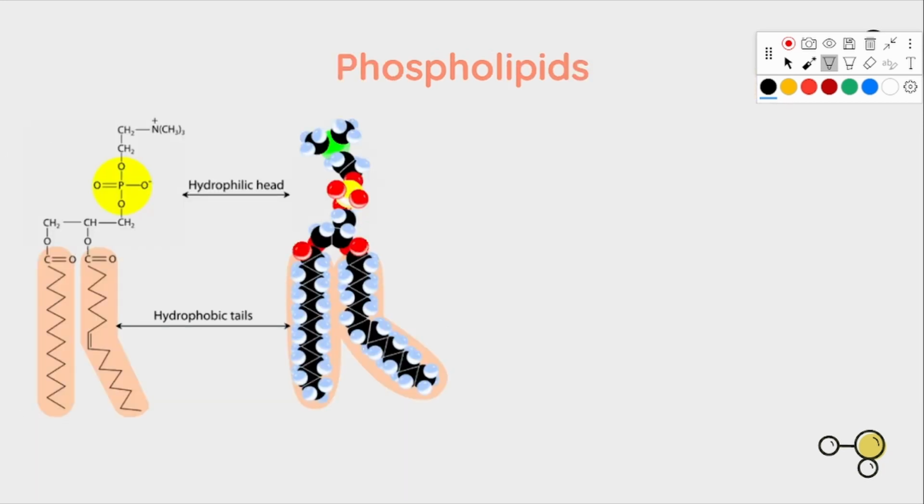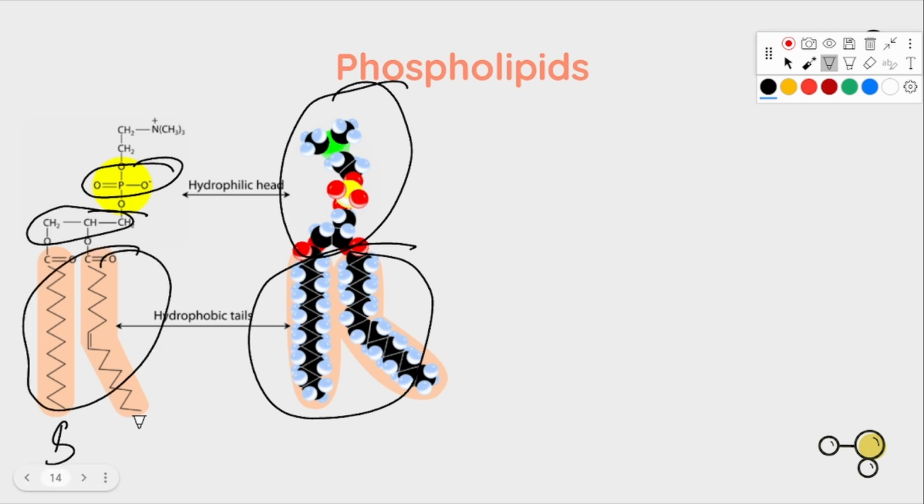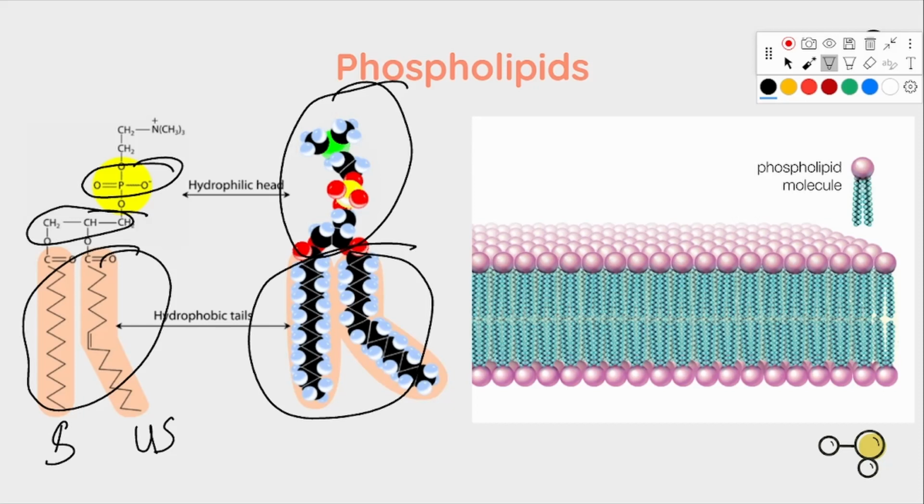The next type of lipid is what we call a phospholipid. Phospholipids are composed of a hydrophilic head, which is composed of a phosphate group, and a hydrophobic tail, which is composed of two fatty acids, one of which is saturated and the other being unsaturated. The unique duality of hydrophobic and hydrophilic properties of phospholipids allow them to play a vital role in the cell membrane, where they form what we call a lipid bilayer.